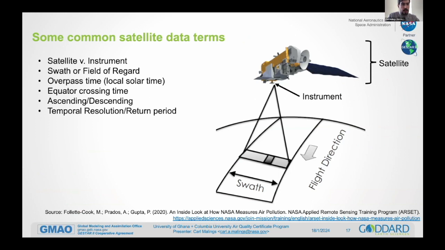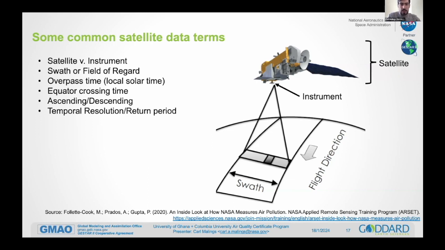So I've talked there about related topics: there's equator crossing time, basically for a polar orbit, the time at which it's crossing the equator. Ascending, descending for a polar orbit, is it going north to south or south to north? And temporal resolution or return period. I talked about how with a polar orbiting satellite, you typically get a 1-day return period. So the satellite will pass overhead once a day.